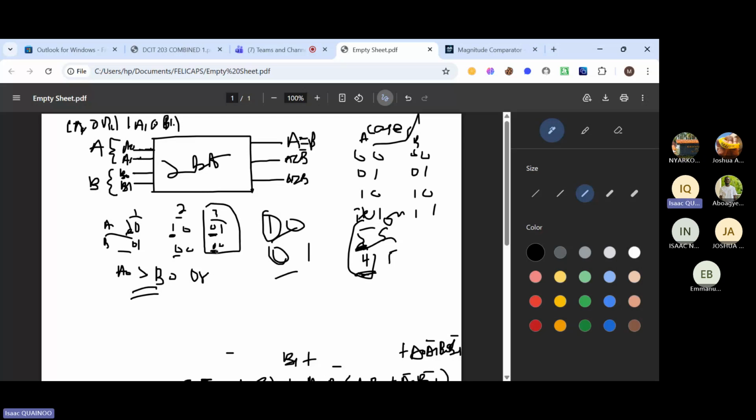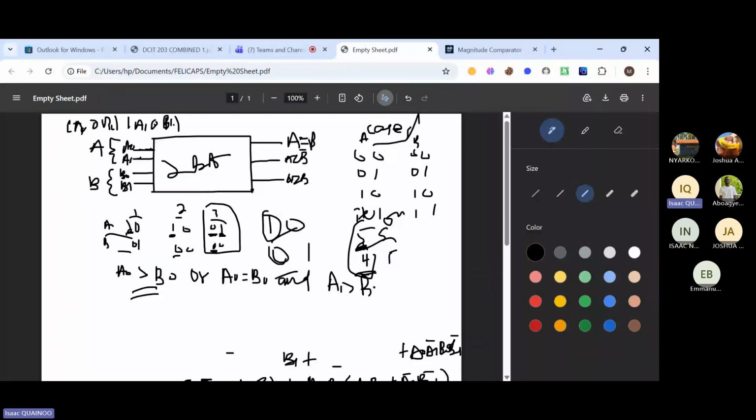Exactly. So we can all see that our A0 is equal to our B0 right here, right? So if the two are equal, then we can proceed to compare the second bit. So if A0 is equal to B0 and the second bit, which is A1, is greater than our B1.